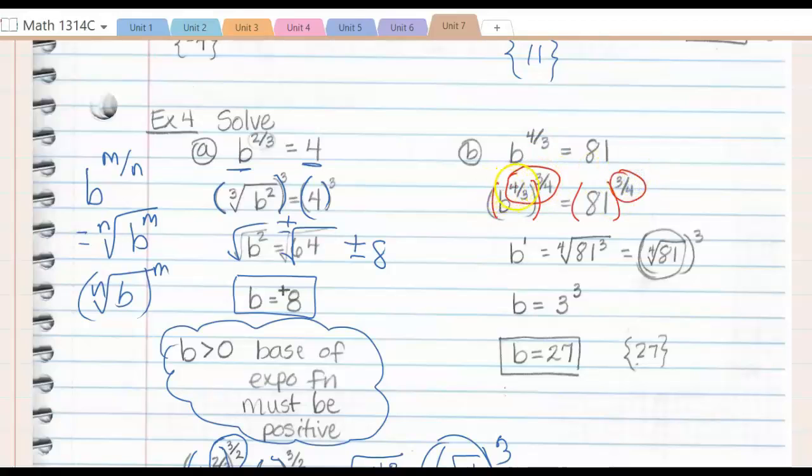What we do know is 4/3 times 3/4 is equal to 1, so I have b to the 1 power, and then I'm rewriting 3/4 as the 4th root of 81 cubed. And again, I don't know what 81 cubed is, but I do know the 4th root of 81 is 3. So now I just need to figure out 3 cubed, and that's 27. And that concludes this video.